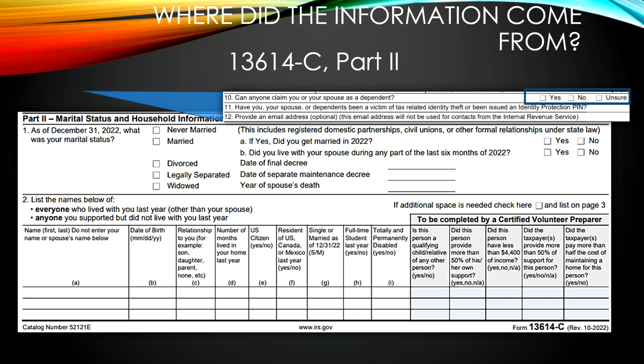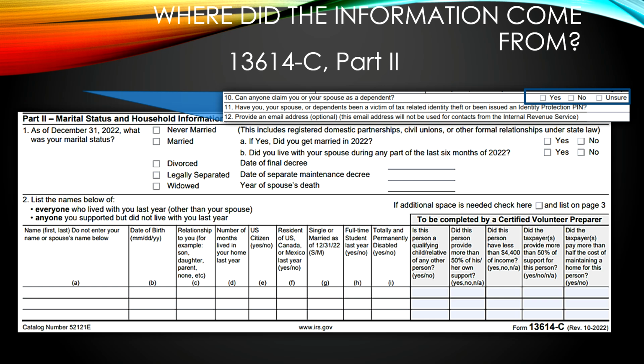Question 10, which is just right above Part 2 of our 136.14c intake form, asks whether anyone can claim the taxpayer or the spouse as a dependent, and there are some little check boxes. They might mark unsure because this is specialized terminology. And so with what we've learned as volunteers, we can help them sort through whether or not anybody else might be able to claim them as a dependent.